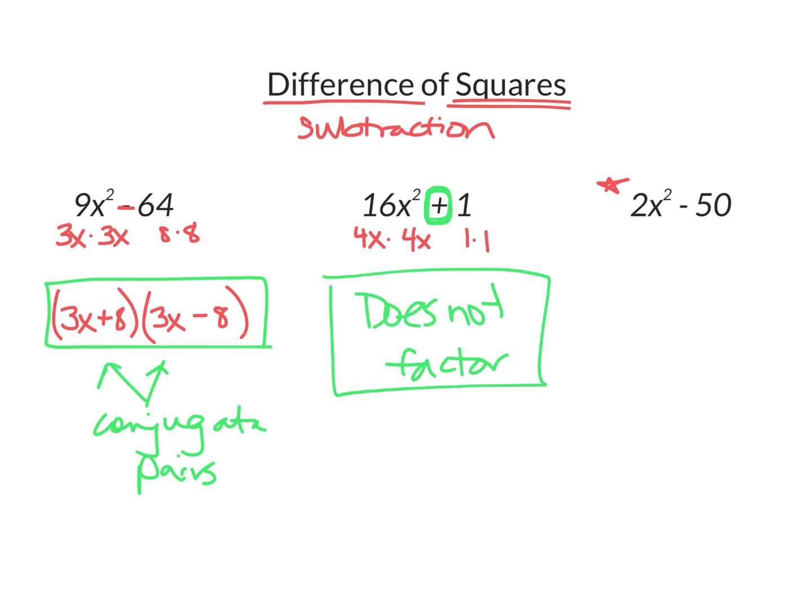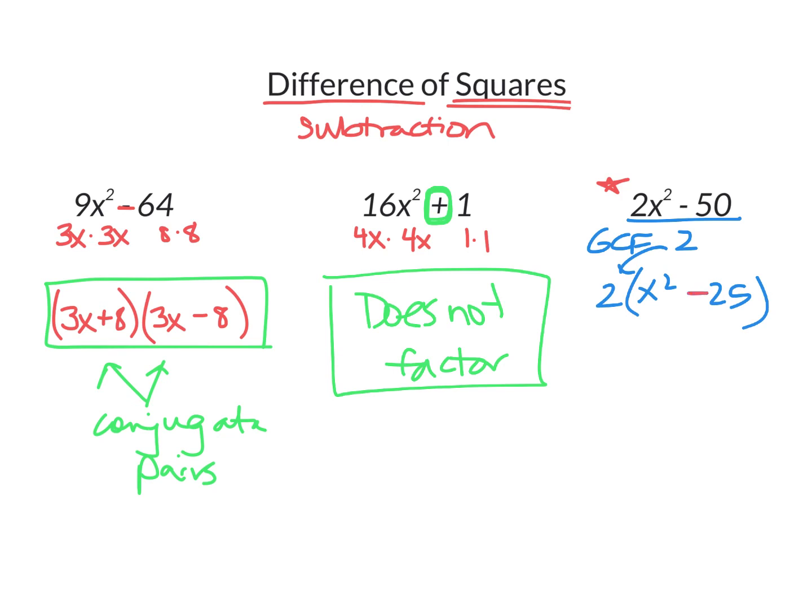Last one over here. If you remember the very first example I gave you, I told you, you always have to do what first? GCF. So I'm going to divide this and see if there's something that divides into both of those. And I notice a 2 divides into both of them. So if I divide by 2, that's going to leave me with x squared minus 25. GCF comes to the front. And now I'm back to difference of squares.